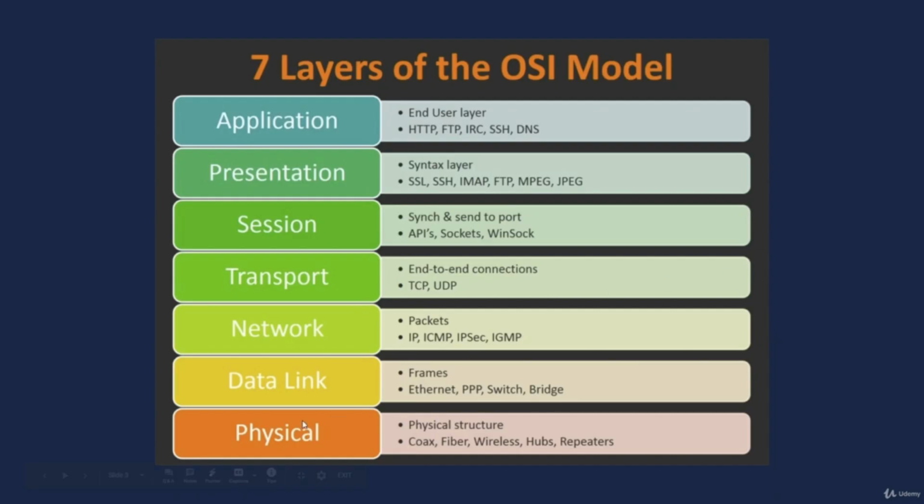We have the physical, the data link layer, network layer, transport layer, session layer, presentation layer, and the application layer. The lowest layer here, which is the one you start with, is the physical layer, right? So the physical layer is where you're dealing with the physical structure, you're dealing with cabling, you're talking about coax, fiber optic, wireless, and hardware like hubs and repeaters. However, the important thing to take into consideration here is that the mode of transmission is in the form of bits, right? So that should be quite clear. So you're dealing with bits.